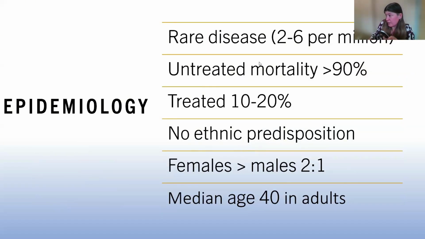And it's a rare disorder. We estimate the incidence to be about 2 to 6 patients per million. But if we don't treat it, we know the mortality is very, very high. If we give treatment, it still has a significant mortality, but much improved.